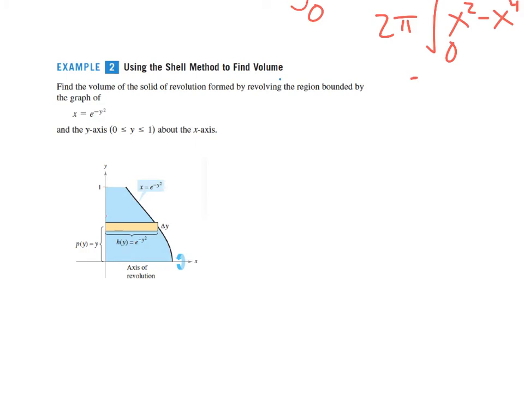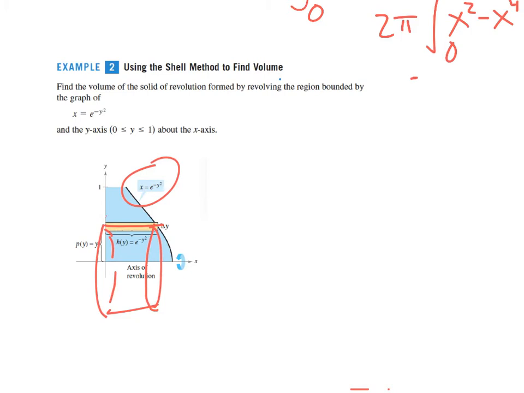So let's think about the path of a reference line here. Now this is the function x equals e to the negative y squared. Notice that it's solved as a function of y, x as a function of y. This line has a certain y value, a certain height, and we're going to rotate it around here, and it's going to make this cylinder when that particular line rotates.